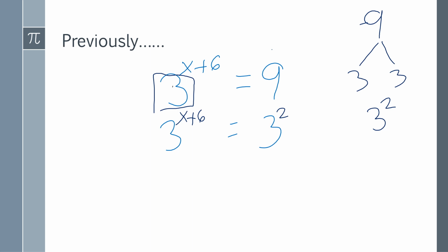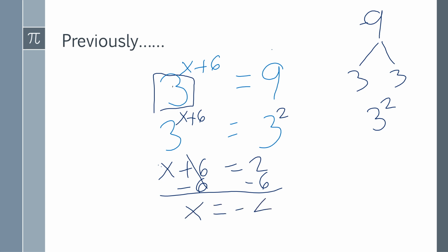Alright, now that it's saved, now we can solve it. We've got to drop the exponent, the base. x plus 6 equals 2. Subtract 6 from both sides, and x equals -4. Bam! I'm done. That's what we did so far with exponents.